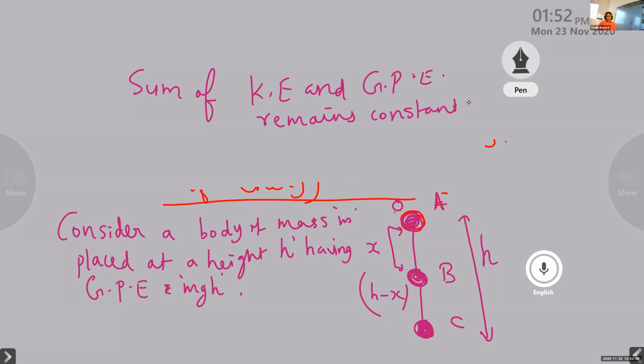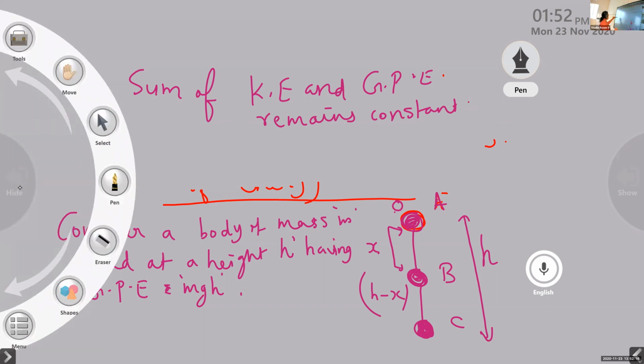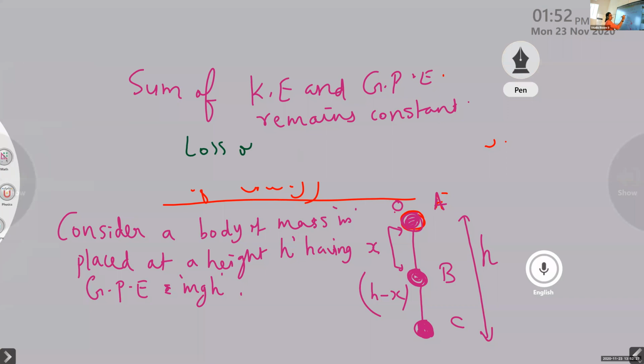Okay, so this is our introduction. Now we are going to find out what is the total. Already we know, according to conservation of energy, potential energy is the one which is transforming. So from here we understand that loss of potential energy is equal to gain in kinetic energy.